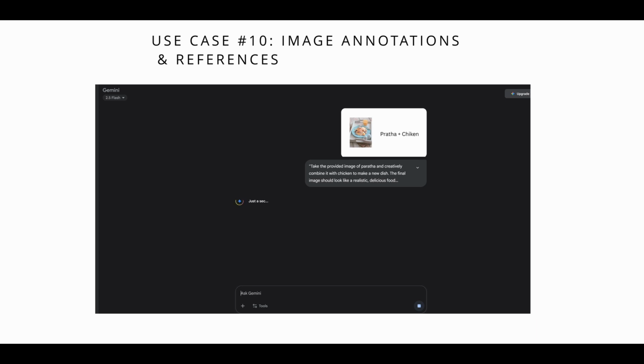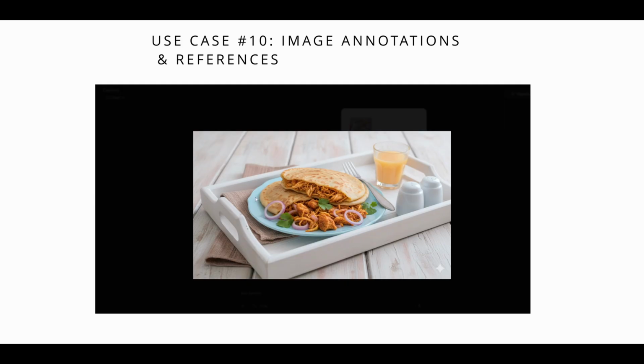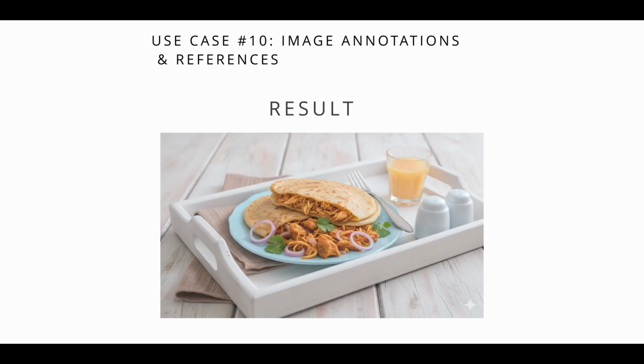Look at this transformation. I took my simple annotations and reference image, understood exactly what I wanted, paratha and chicken, and created this absolutely mouth-watering restaurant quality dish presentation. This annotation feature is like having a personal AI chef and food photographer combined.